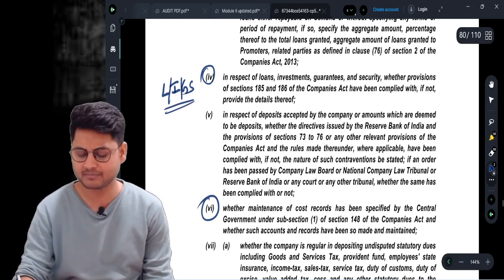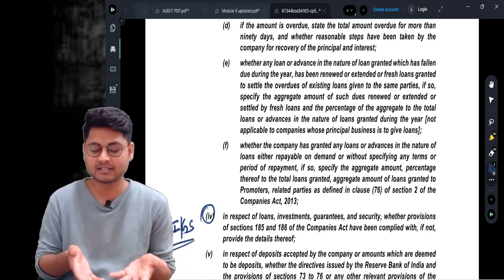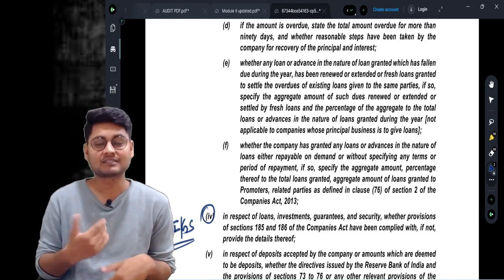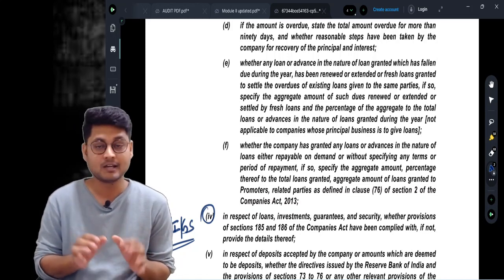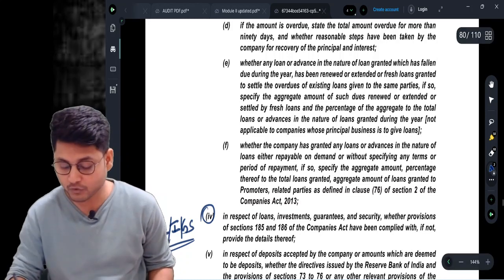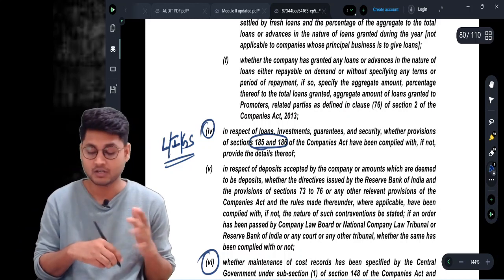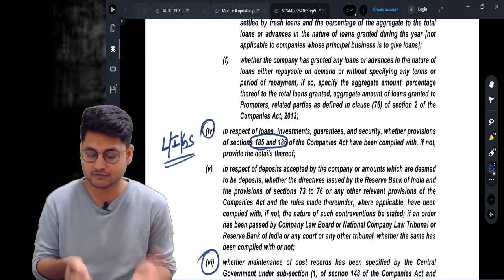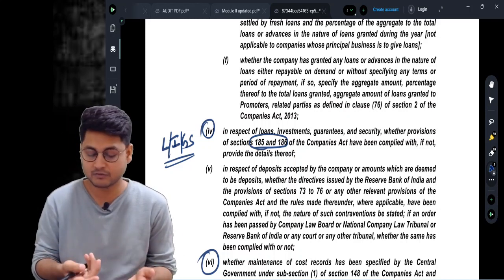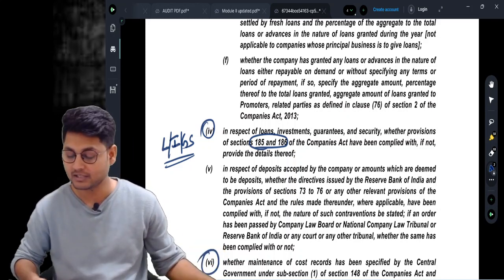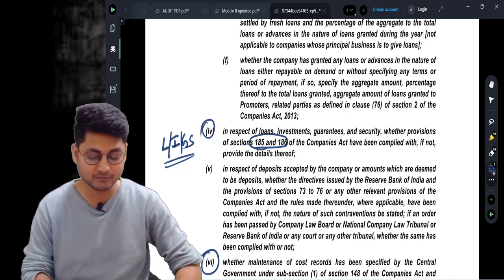Previously also we discussed these four items in clause number 3. It is just a continuation of clause number 3. Clause number 4 also talks about loans, investments, guarantees and securities. However, here the focus is more on compliance of law. In the previous clause the focus was on different aspects, but in this clause, clause number 4, the focus is on 185 and 186.